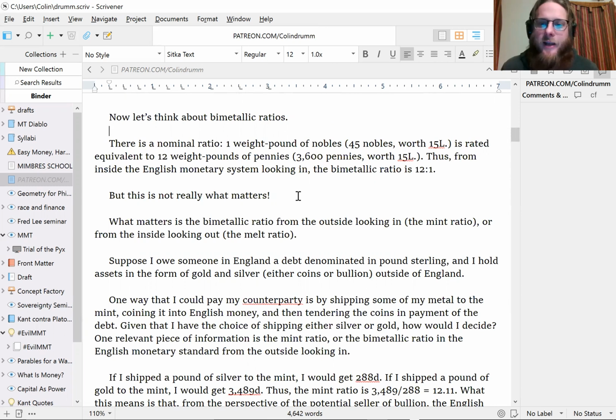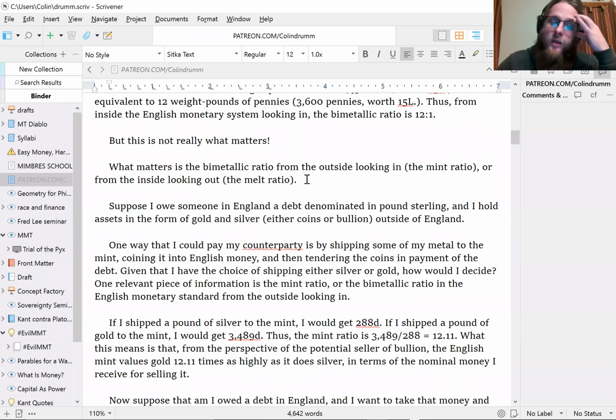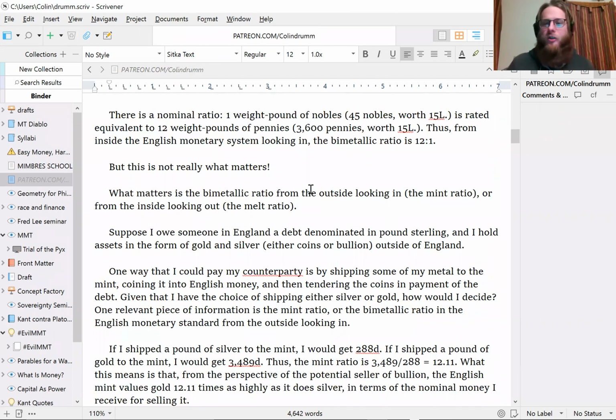What it does is it lets people quickly verify that the coins are of the proper weight, right? You can test them in this way because it's a nice round number. None of the other numbers we're going to see in a second are nice. And this is not what really matters. It does matter a little bit, and we'll come back to it at the end, but what really matters are two other ratios.